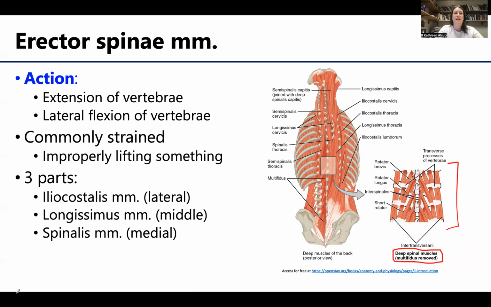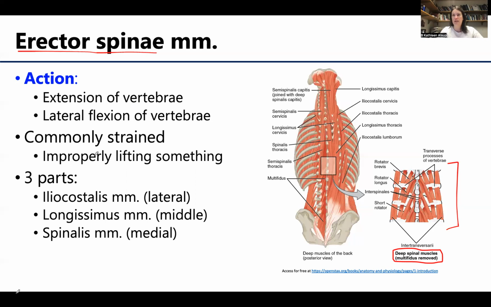So we're not going to talk about the deepest spinal muscles or the most superficial. We're mainly going to focus on these intermediate, but really thick and prominent muscles associated with the back. And these are referred to as the erector spinae muscles. All these deep back muscles play a role in extension of the vertebrae. So think about standing up and extending and keeping extended. Also, these can play a role in lateral flexion of the vertebrae, so moving from side to side. And these can commonly be strained.